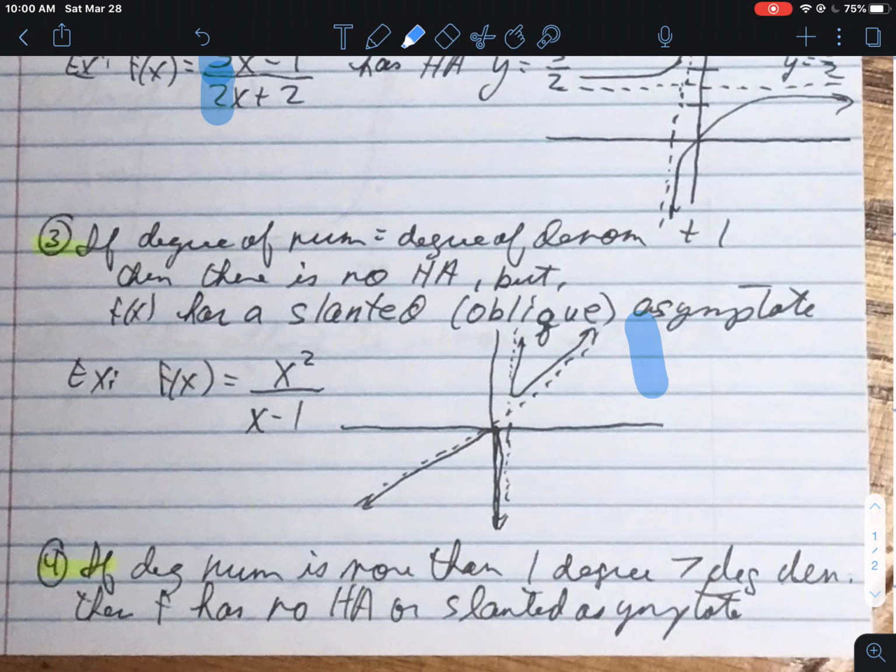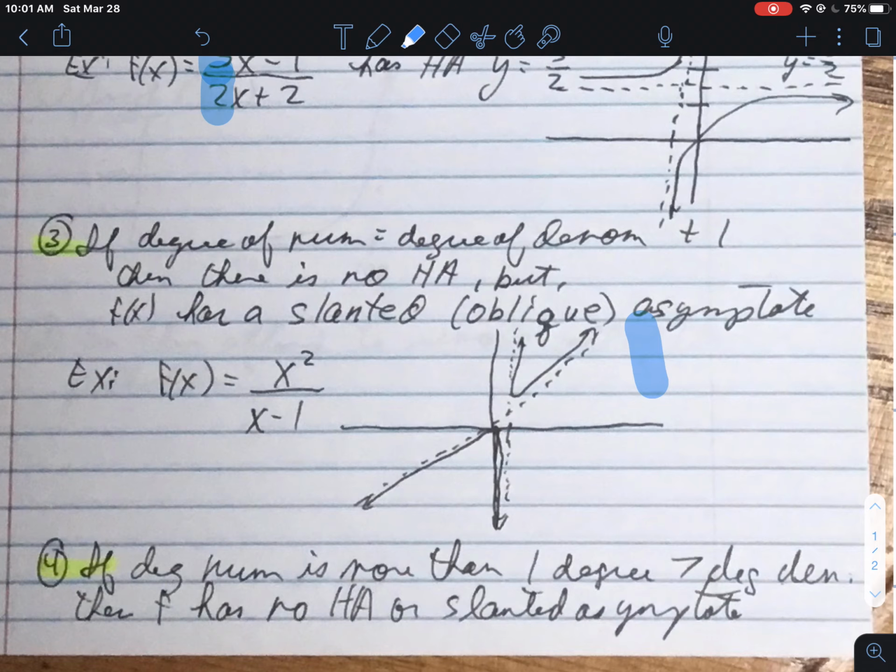If the degree of the numerator is more than one degree greater than that of the denominator, right? So if the degree of the numerator is greater than that of the denominator by more than 1, then the function has no horizontal or slanted asymptote, right? So yeah, there is just a characteristic of that type of function.